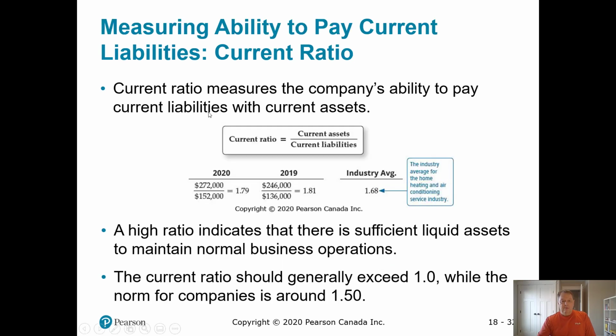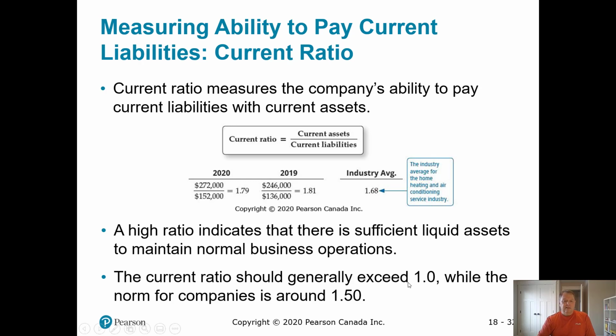Now, when we talk about current ratio as opposed to working capital, it's a ratio of the current assets to current liabilities. And again, we're looking at that, and we can say, well, based on the year, how are we? How does that ratio look? And then we can also use that ratio and look at the industry average and say, well, what is it supposed to be? Or what is it in the industry right now? A good ratio would say that there's lots of liquid assets, and we can keep going with what we're doing.